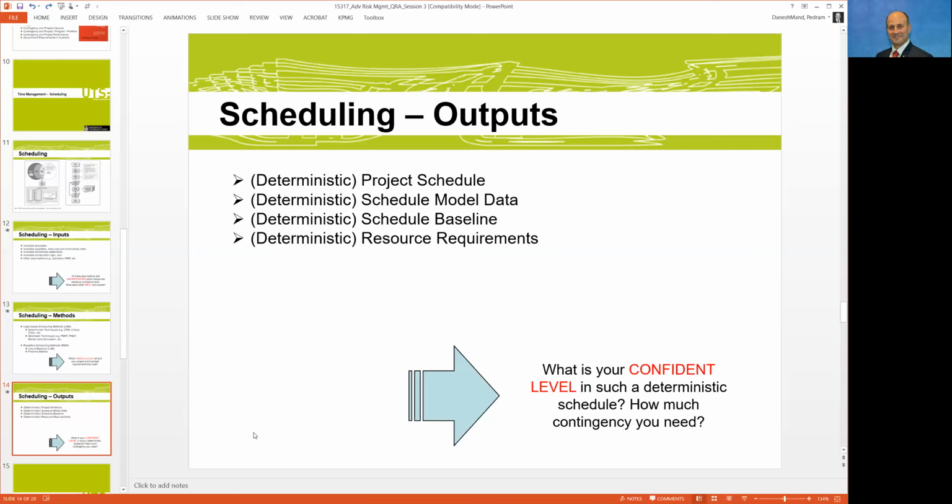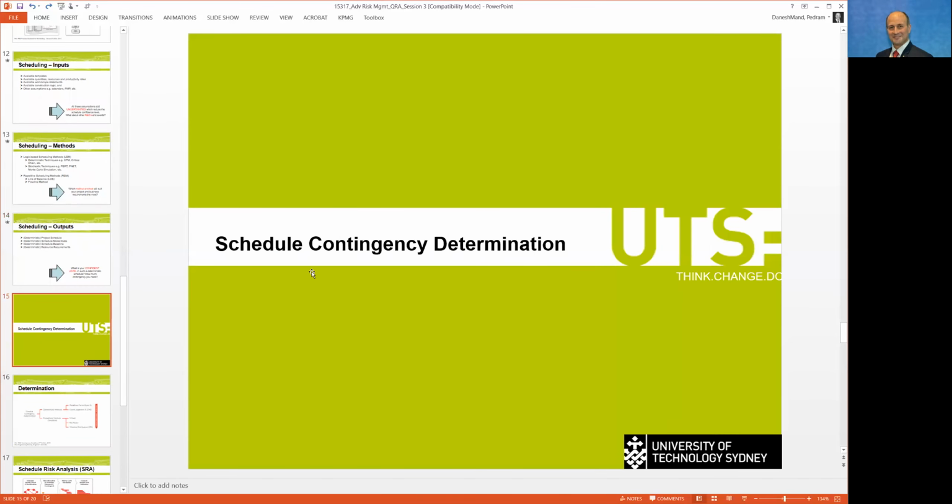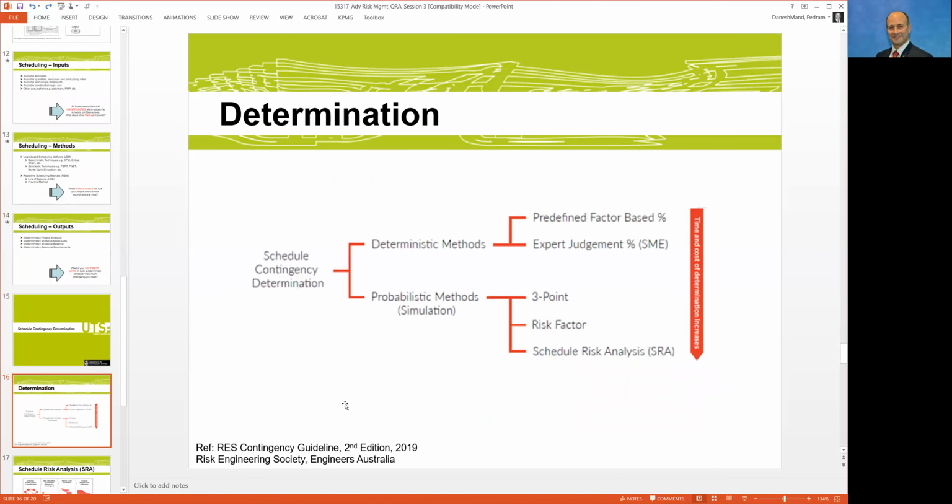You're making some assumptions on the logic, you're making assumptions on the productivity rate, you're making assumptions on the number of resources, you haven't done the resource allocation, and so on. Altogether, are you confident enough that we can finish the project on time? And what's the confidence level? That's a question that schedule contingency calculation or determination can answer. So in other words, it can give you the result for that.